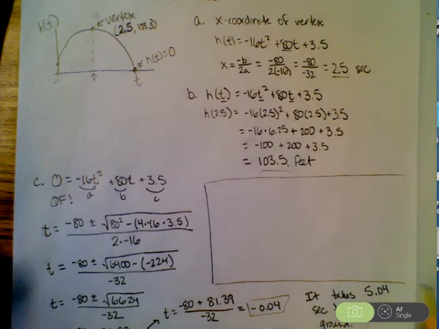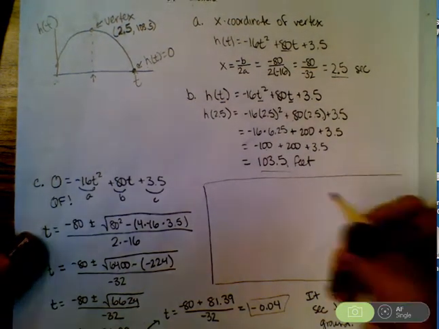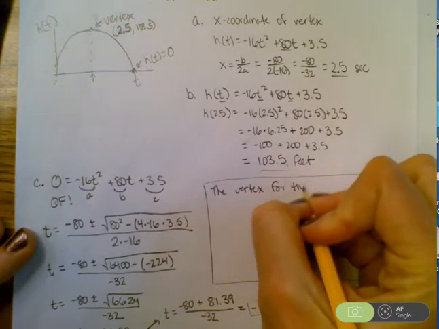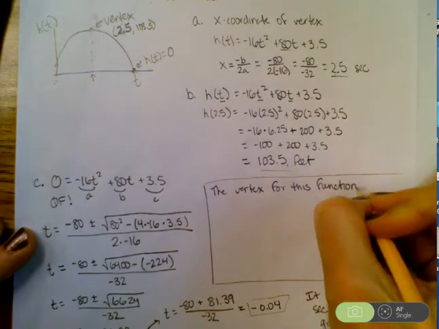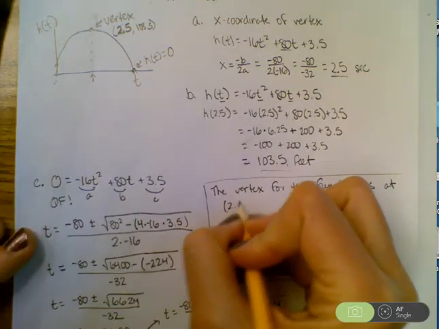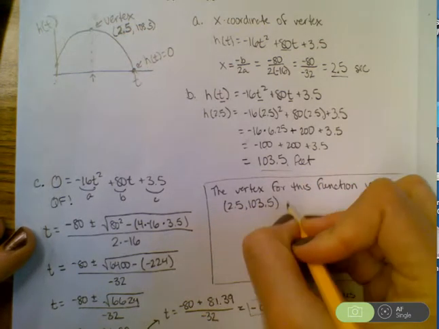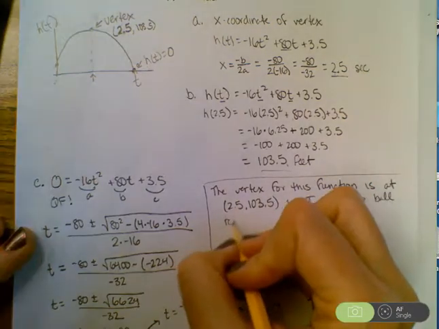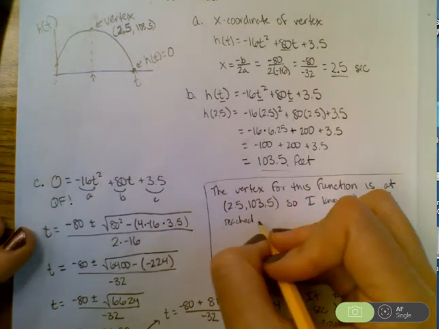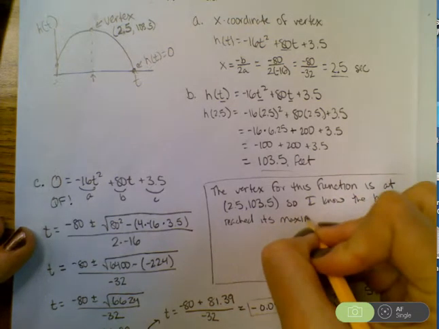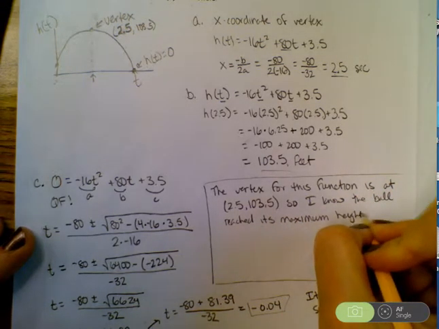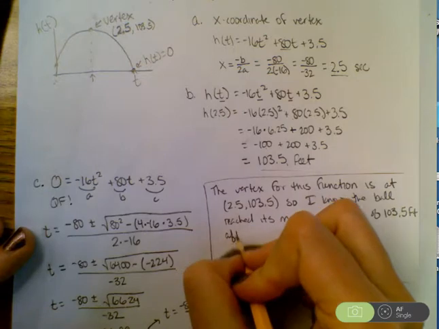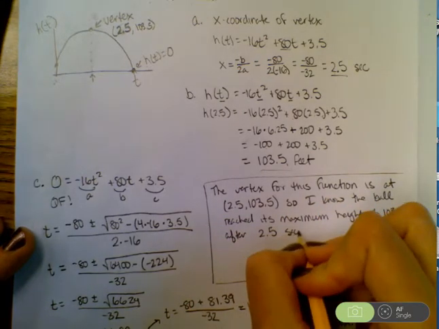If I have enough room, I'll do it all in this box. If not, I might have to go to another piece of paper. So the vertex for this function is at 2.5 and 103.5. So I know the ball reached its maximum height of 103.5 feet after 2.5 seconds.